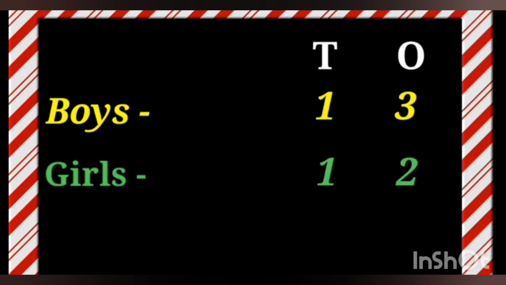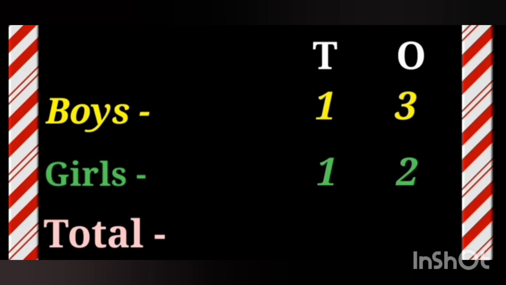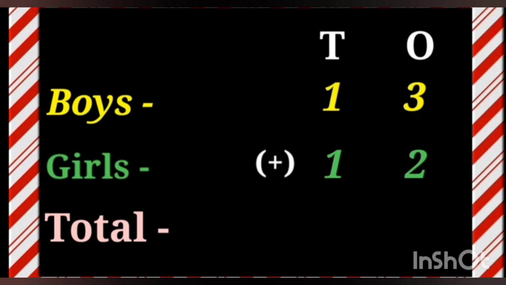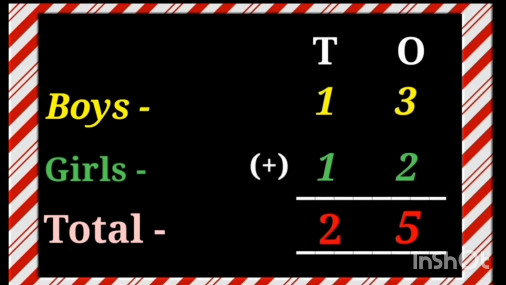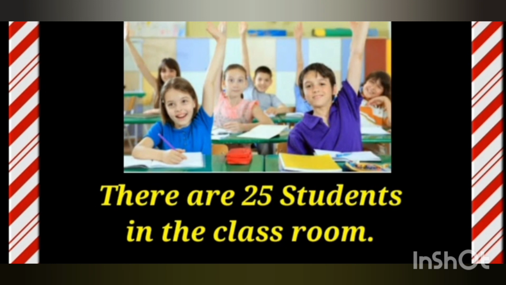Now we are going to add the numbers 13 plus 12. Before adding the numbers, put the plus sign. Start with the 1's place. 3 plus 2 is equal to 5. You know how to add. 3 in your mind and 2 in your fingers. And 1 plus 1 is equal to 2. So dear children, there are 25 students in the classroom.